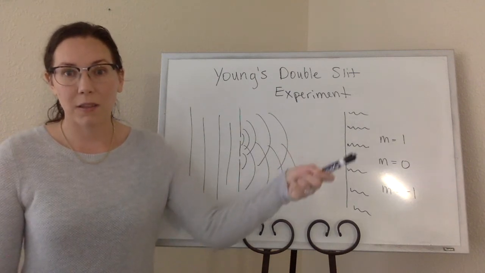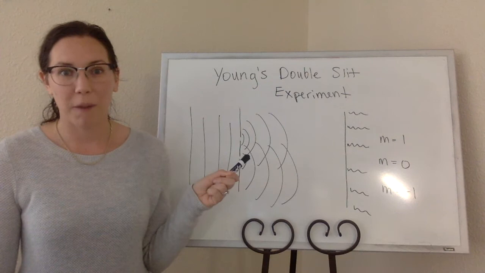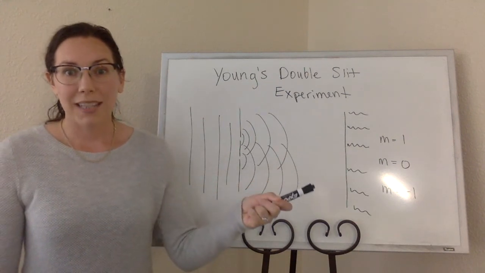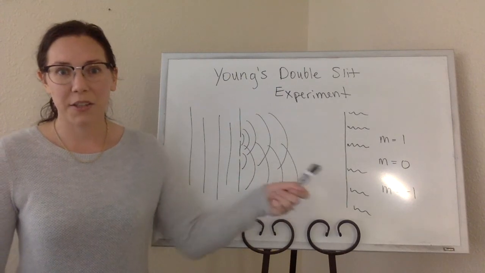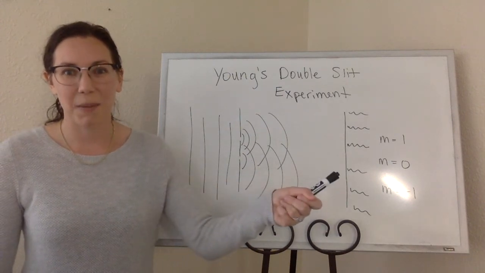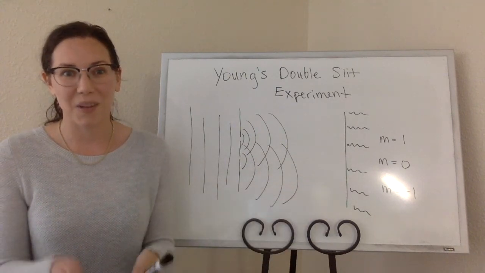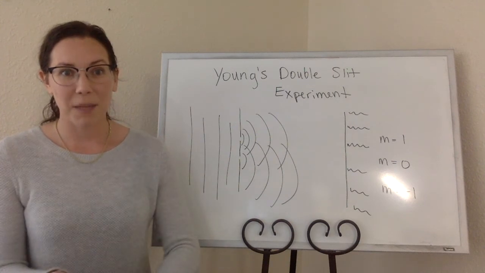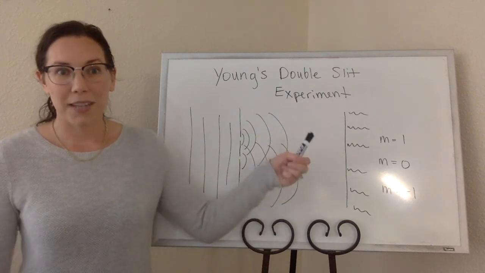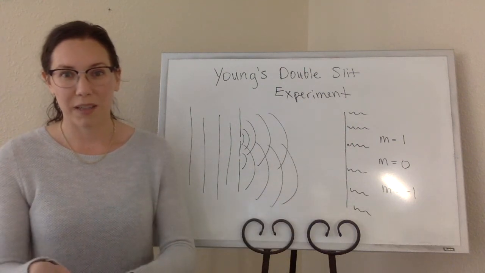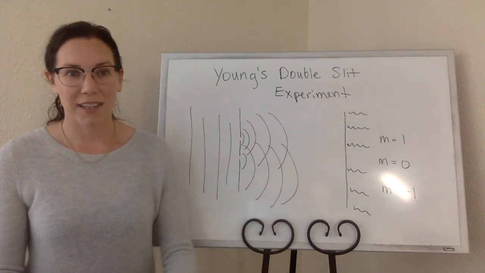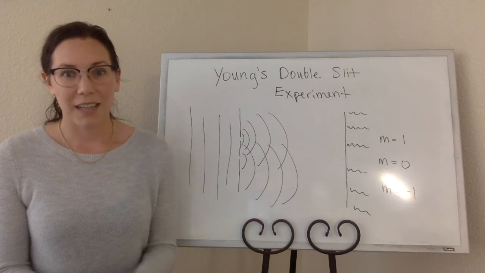If there's another screen placed a distance away from the double slit, what we'll see is interference fringes on the screen. In the center, directly perpendicular to the double slit apparatus, will be a bright central maximum, labeled m equals 0. Then moving up or down from that point, we'll have bright fringes, which is where constructive interference occurs, and dark fringes. Each one is labeled with an integer from this point.